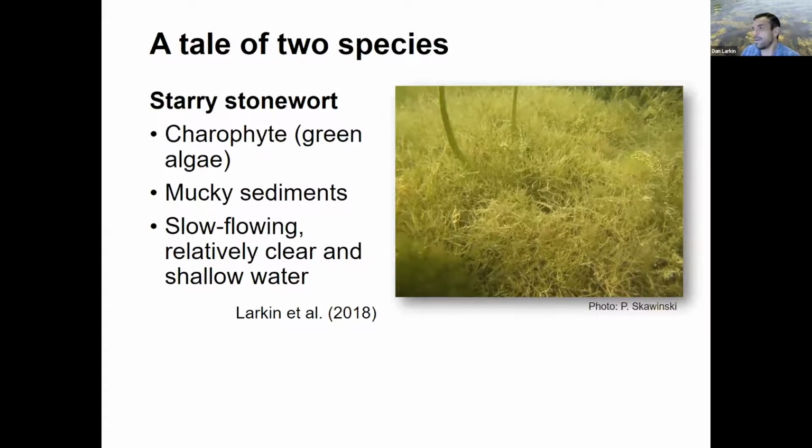And then the other species to introduce is starry stonewort, which you've perhaps heard about in earlier sessions today. It's a type of green algae called a charophyte. And again, you see it growing on mucky sediments in slow flowing, relatively clear and shallow water.